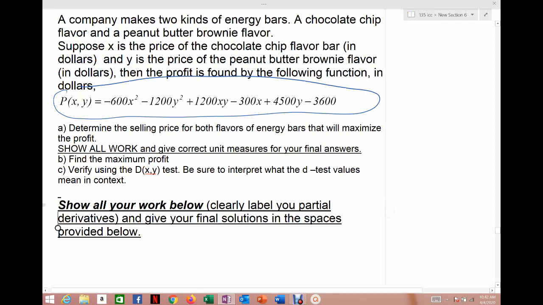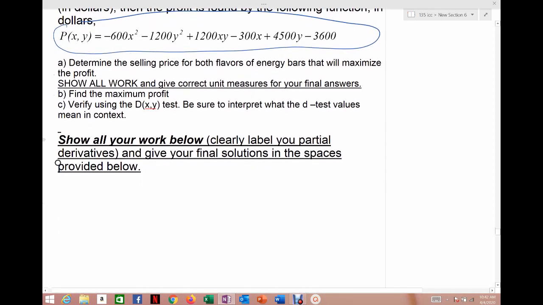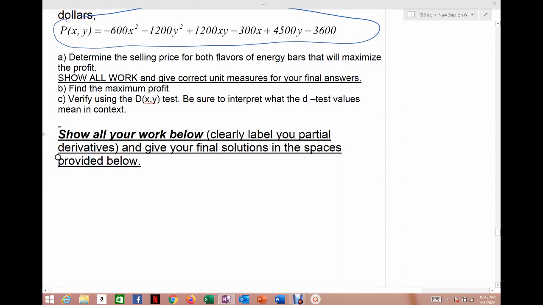A lot of times this is how I'll word the question, so just so you know. Find the profit, verify using a test, show all your work, clearly label your derivatives, give your final solutions in the spaces provided. Alright, so first step. Alright, so step A is when we're showing all of our work, so find our critical values. Which means I find my first order derivatives and set them equal to 0.